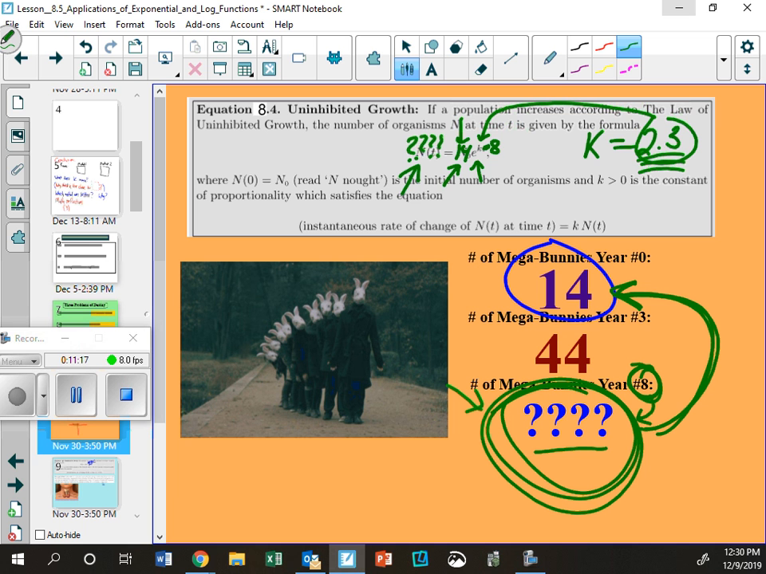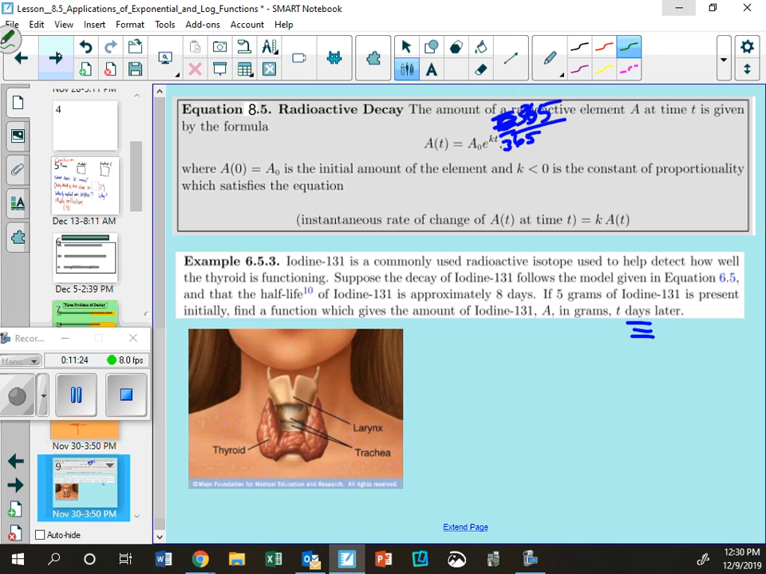All right, so what were the steps? Well, we plug in the numbers and solve for k. That was the main point. So now let's find another problem like that. Everybody take a look at this one.